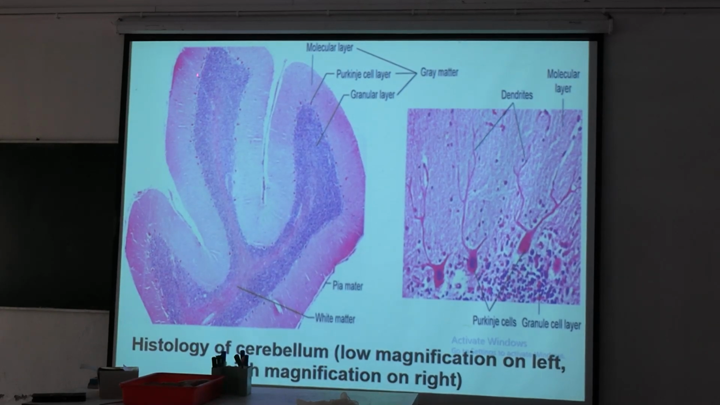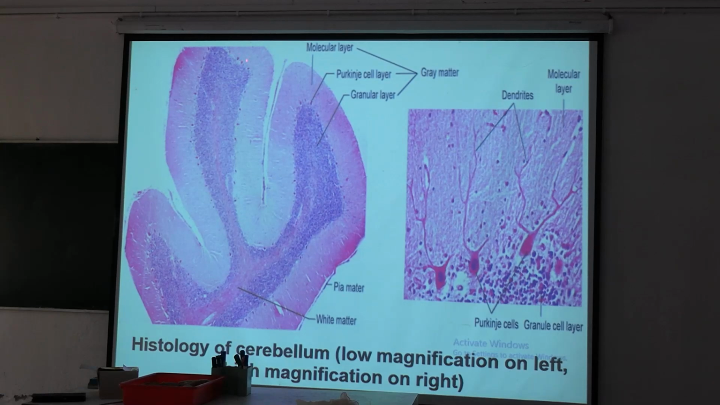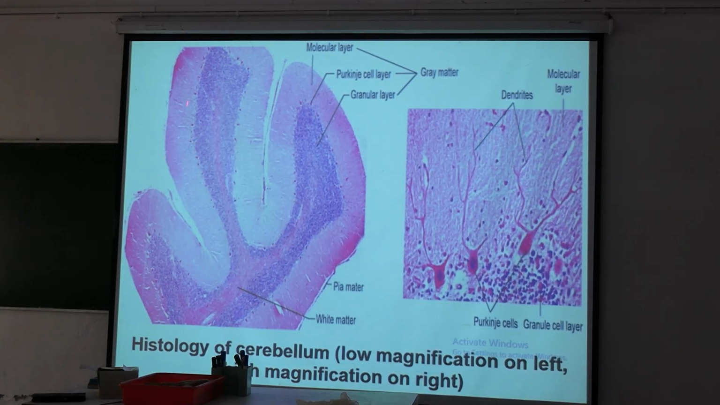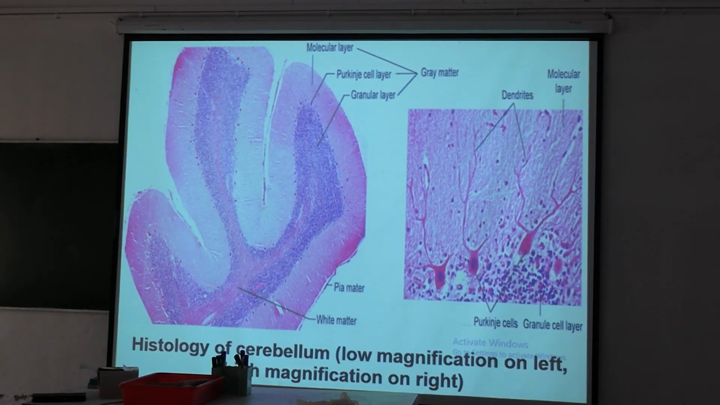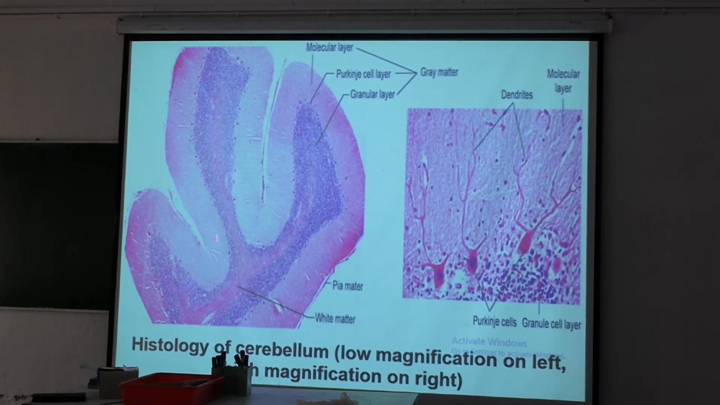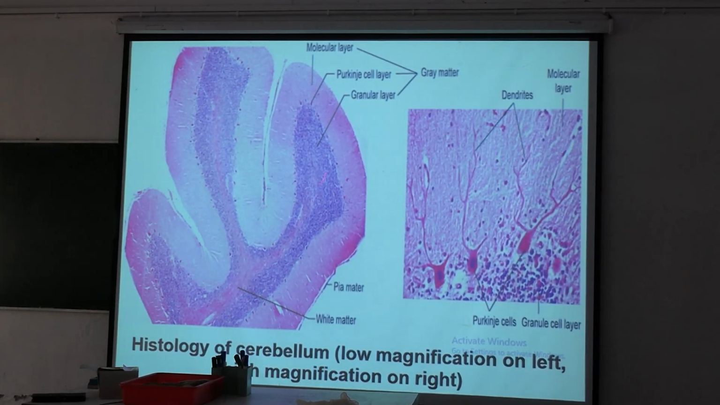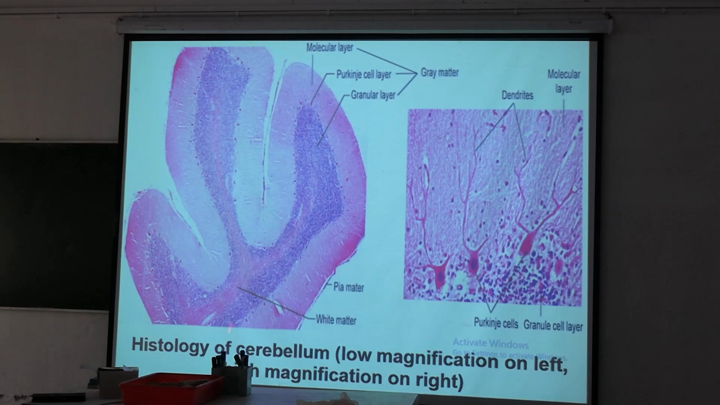Then these dots you can see, this is the single cell layer, the Purkinje layer. Okay, these deep pink dots you can see are the cell bodies of the Purkinje cells, and their dendrites form branching in the molecular layer. Axons are passing through the granular layer, and this inner pink portion is the white matter of the cerebellum. Here you can see multiple violet dots. These are the cell bodies of the granule cells.